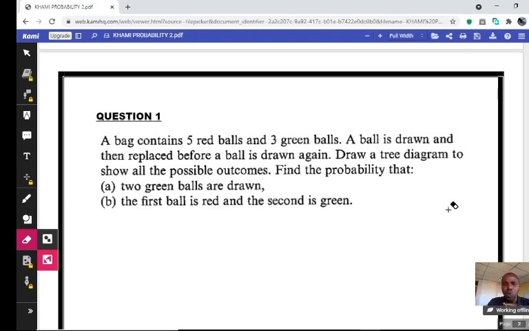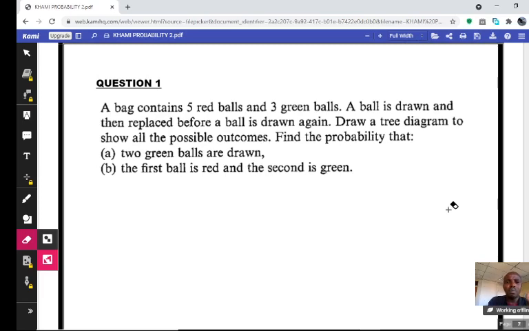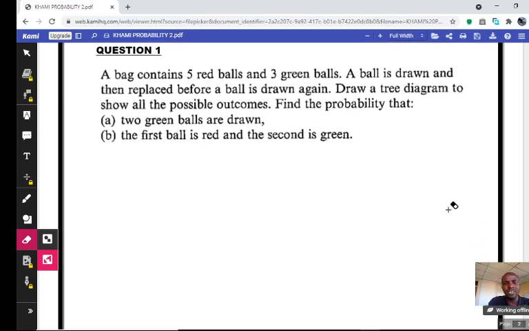Then draw a tree diagram to show all the possible outcomes. Find the probability that A, 2 green balls are drawn. B, the first ball is red and the second is green. So let's draw the tree diagram based on this information given.